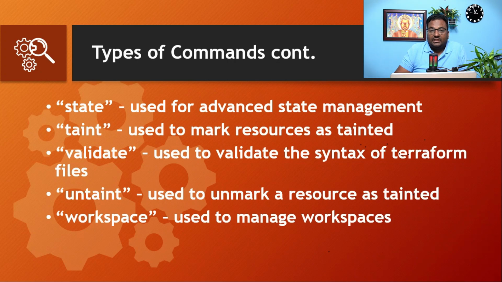So first let me tell you what is taint. Taint means, if it's going to impact something, the actual meaning is to pollute something. Here if it's impacting something, that is what is called taint. So taint is used to mark resources as tainted. Whichever resource is impacted, the taint command is going to mark that resource, my friend. This forces resources to be destroyed and recreated on the next apply. Because as I said, the apply command is used to make the changes in your infrastructure, so next time if you apply, it's going to recreate your infrastructure, my friend.